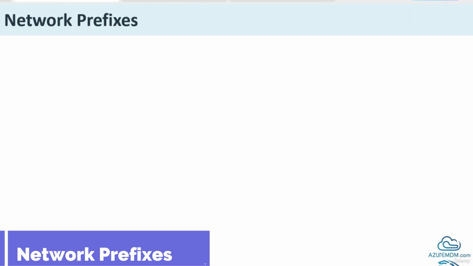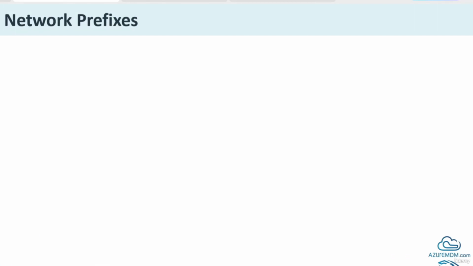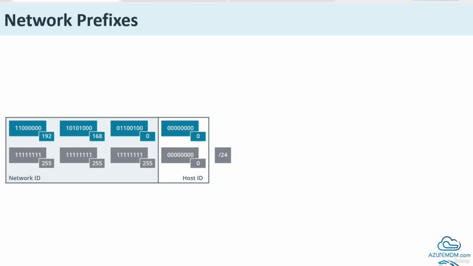Now we'll move on to the next topic, that is network prefix. Network prefix defines how many bits in an IP address belong to the network portion, like a street name, versus the host portion, like a house number. For example, 192.168.1.0/24, where /24 means the first 24 bits identify the network. It helps routers group and route traffic efficiently.